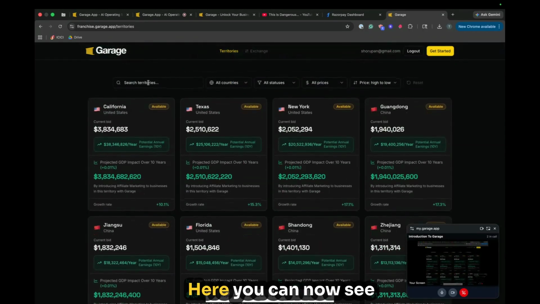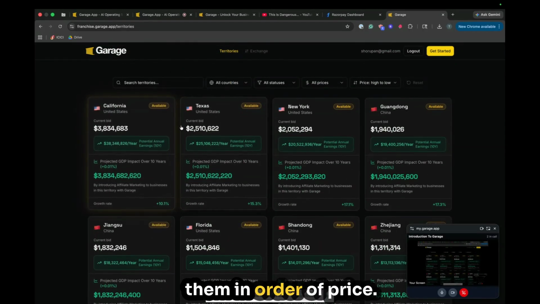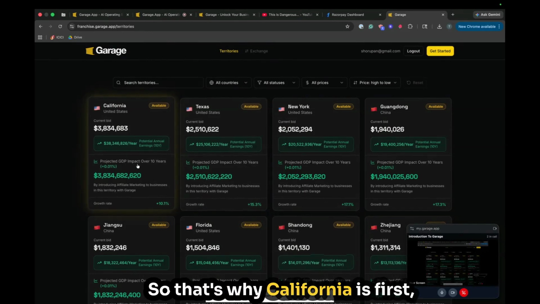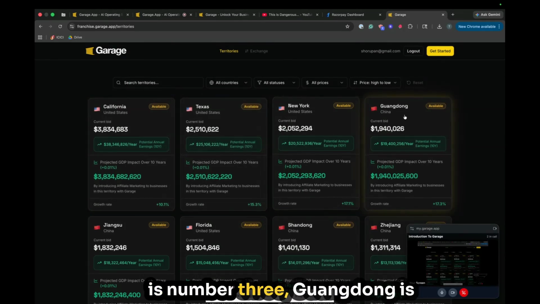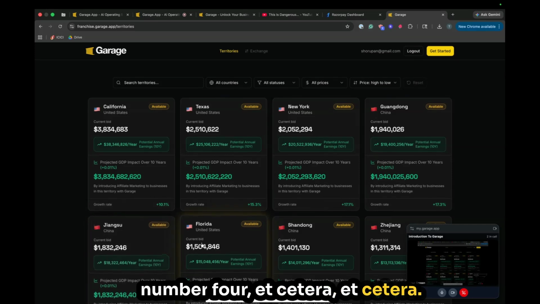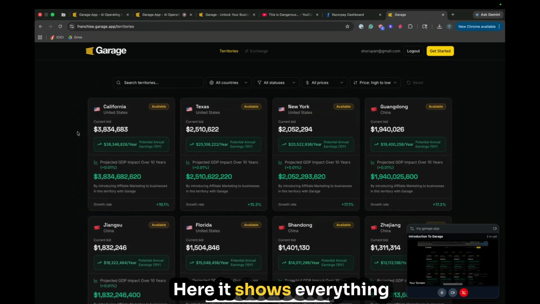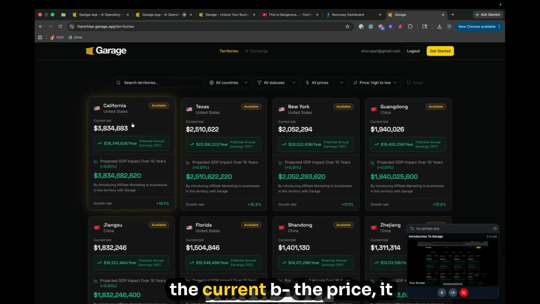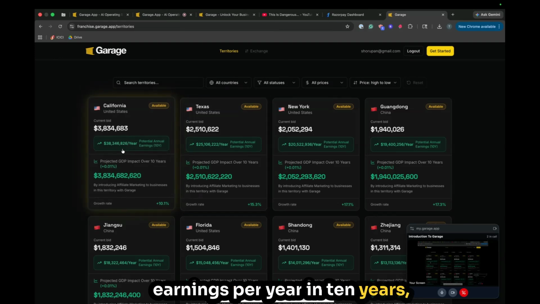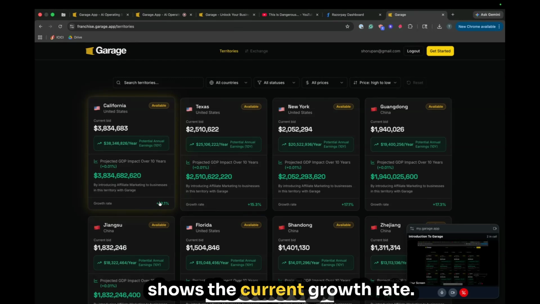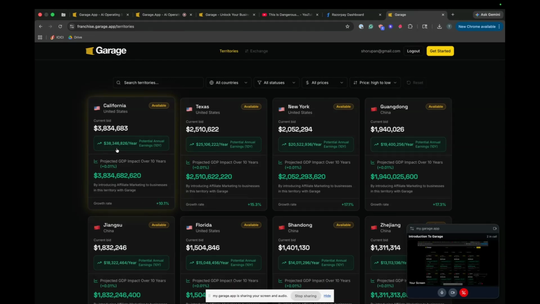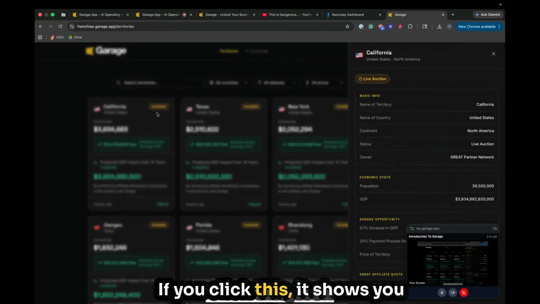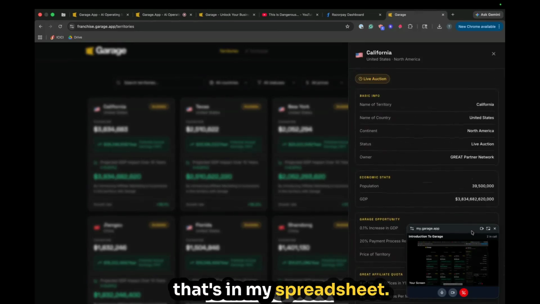Okay? Here you can now see them in order of price. So that's why California is first, Texas is number 2, New York is number 3, Guangdong is number 4, etc., etc. Okay? Here it shows everything that I've been talking about. It shows the status, it shows the price, it shows what's the potential earnings per year in 10 years, it shows the projected GDP impact over 10 years, and it shows the current growth rate. If you click this, it shows you everything about the territory that's in my spreadsheet.